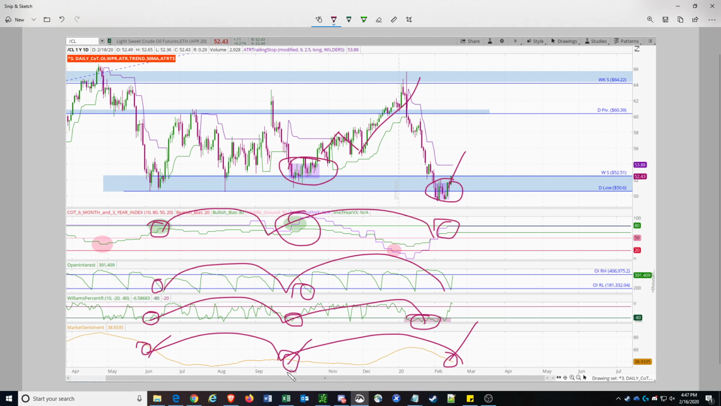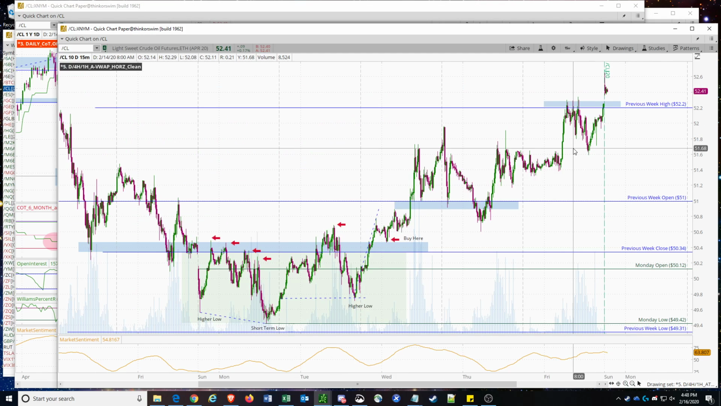1, 2, 3, 4, 5 months. Hey, weird. Really weird. 5 months apart. Get ready. Well, a lot of people think crude oil is going to zero, but not today. All right. That's the roundup.